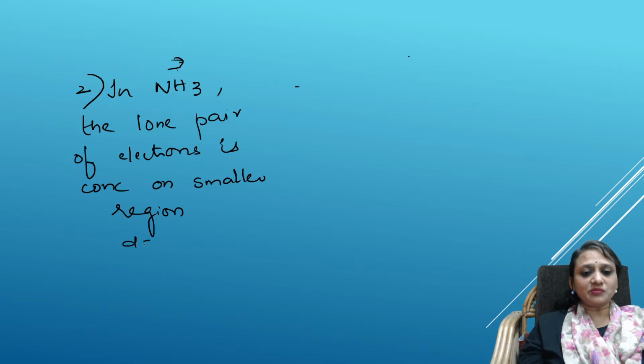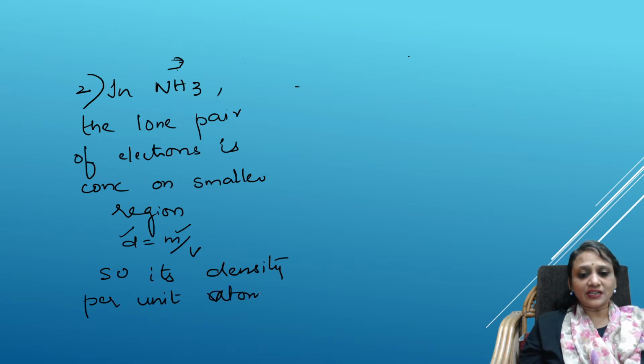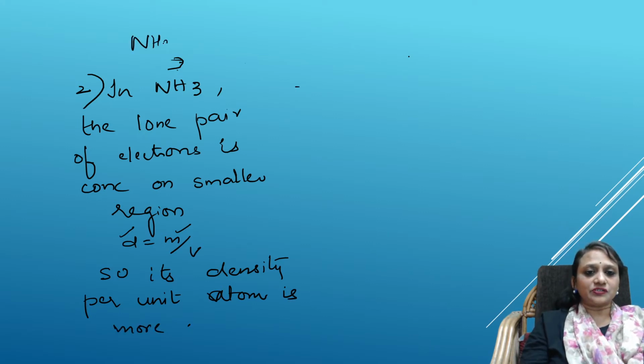Normally density is equal to mass by volume. Now what happened? The size is smaller, so if you take a small unit of this nitrogen atom, its density is more. In ammonia, the lone pair of electrons is concentrated in a smaller region, so its density per unit volume or unit atom is more. This is for NH3.